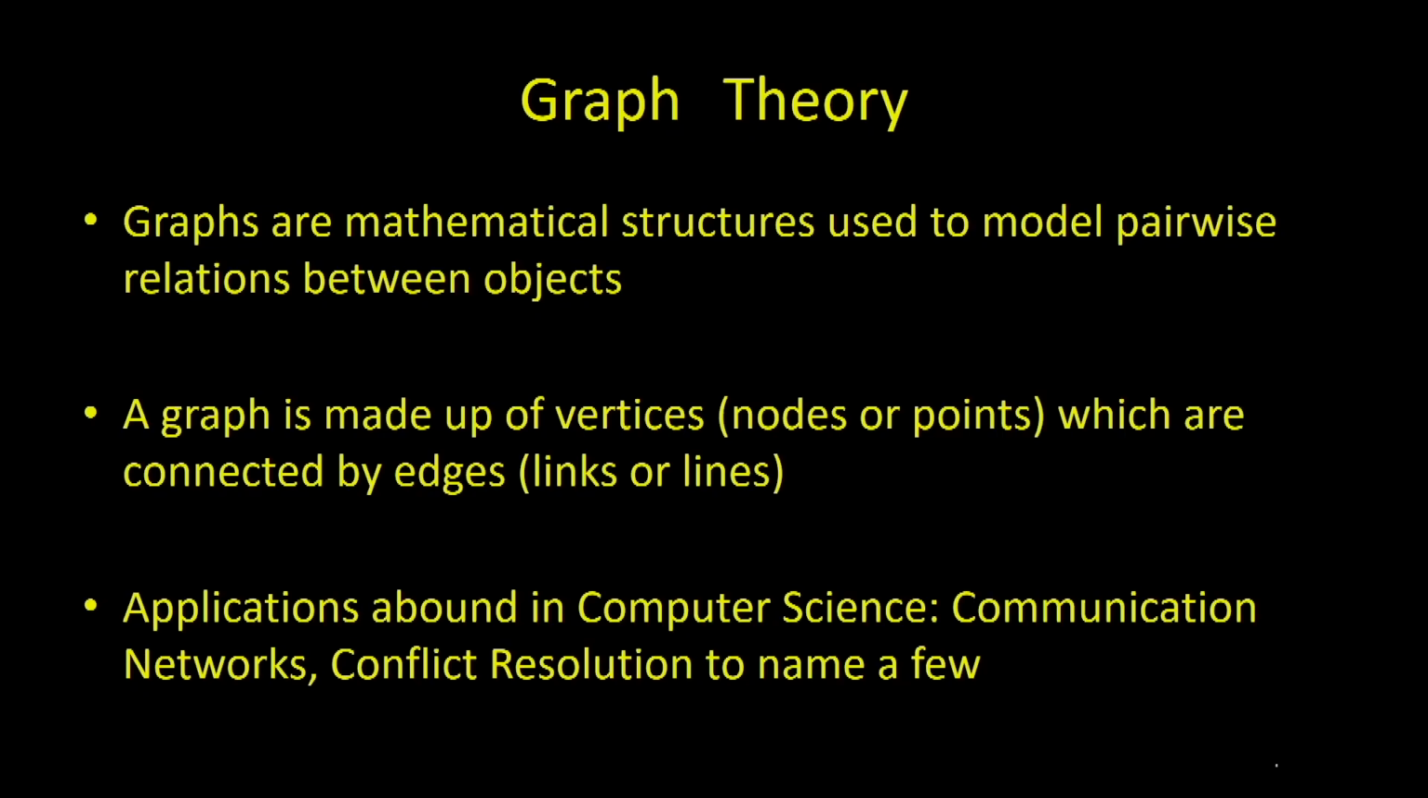We'll study graphs. Graphs are mathematical structures used to model pairwise relations between objects. A graph is made up of vertices and edges. Vertices are also called nodes or points, and edges are also called links or lines. An edge is a connection between two vertices. Applications of graphs abound in computer science. For example, communication networks, conflict resolution, to name just two.